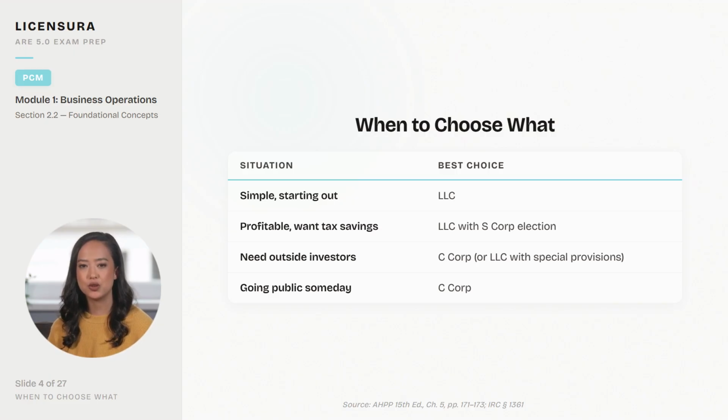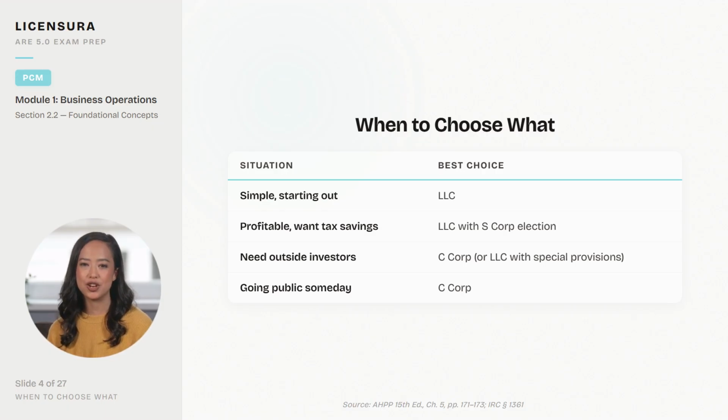So when do you choose what? If you're simple and just starting out, go LLC. If you're profitable and want those tax savings, LLC with an S Corp election is the sweet spot. Need outside investors? C Corp. Going public someday? Definitely C Corp.